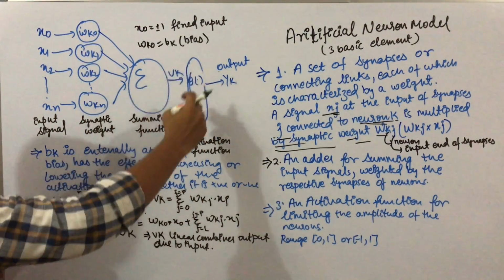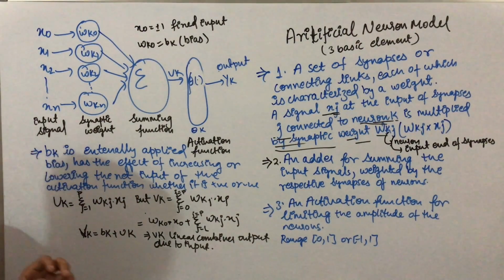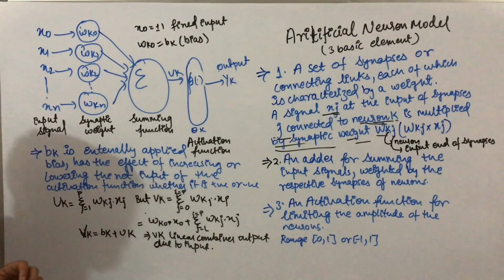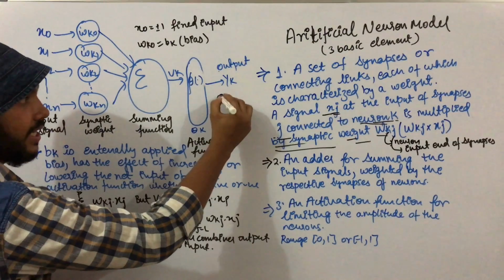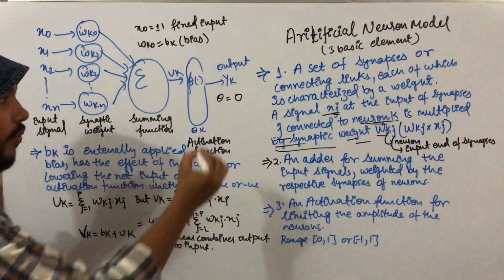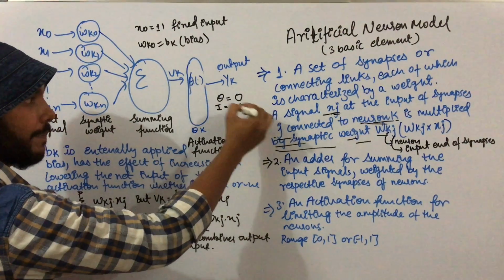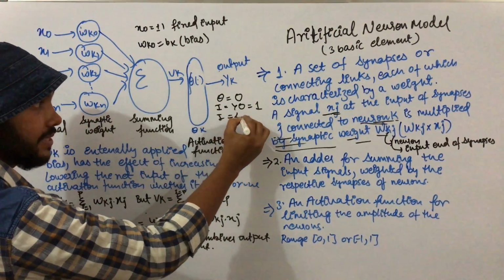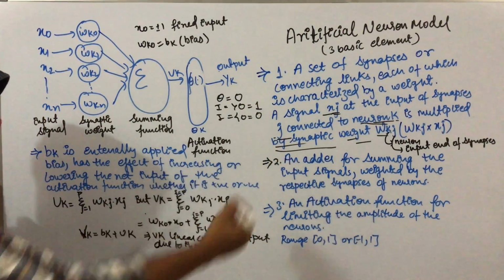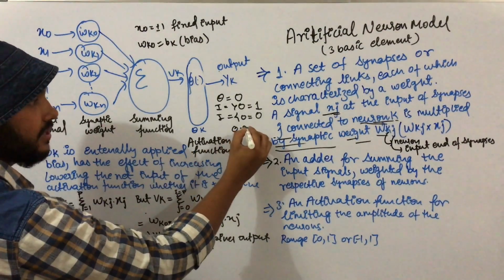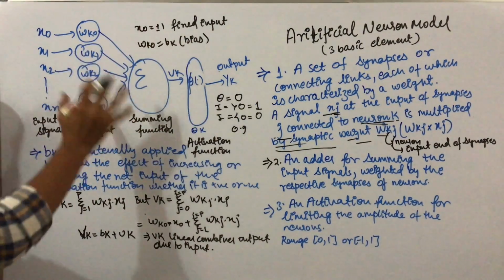In the activation function we have a threshold value theta, and we compare this threshold value theta with our input, and then we decide what our output will be. Suppose we define theta equal to 0, and our input I is greater than 0, then we will represent the output as 1, and if it is less than 0, then we will represent our output as 0. Suppose our total sum of the weights is 0.9, then we can say our output will be 1. So this is what the artificial neural model is.